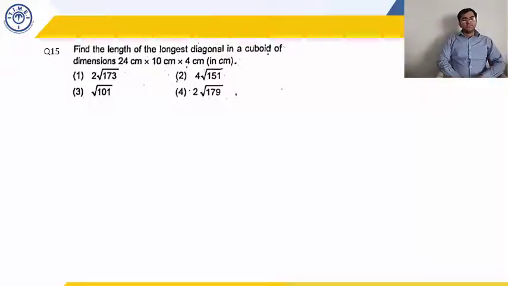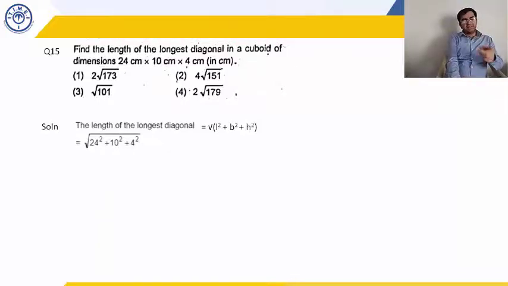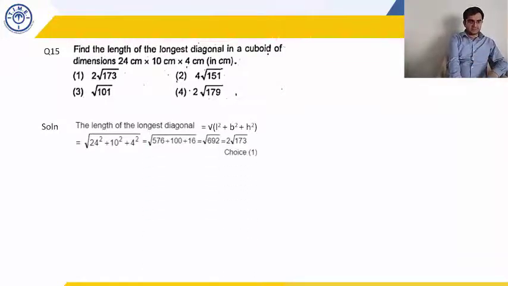Okay. So we saw that the length of the longest diagonal in a cuboid is root of L squared plus B squared plus H squared. The dimensions are already given to you. So the longest diagonal will be root of 24 squared plus 10 squared plus 4 squared. That's 576 plus 100, 676 plus 16, 692. Square root of 692 is square root of 4 into 173, and that is 2 root 173.